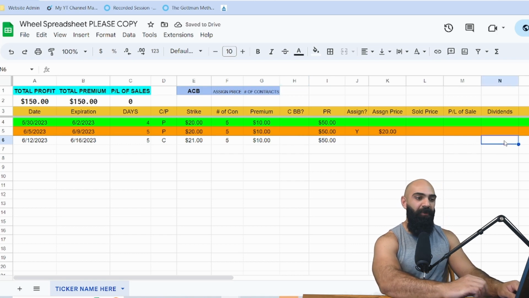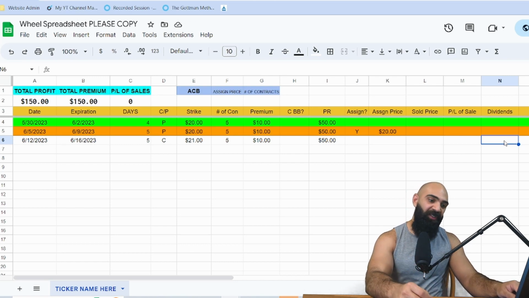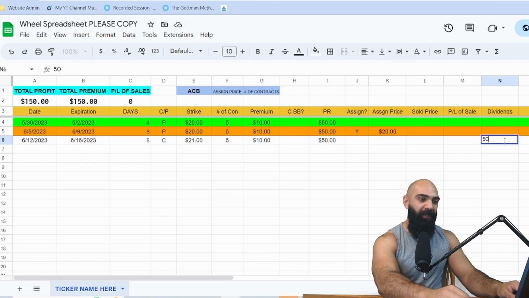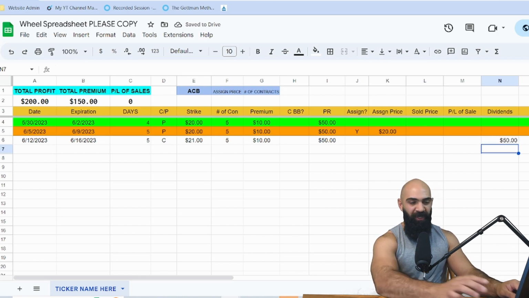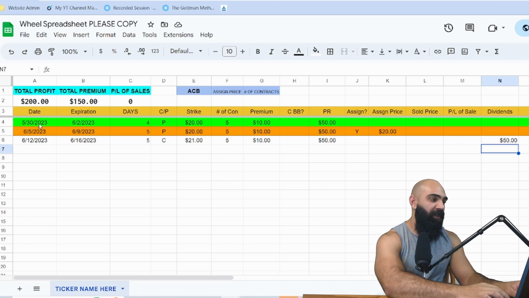Now you can also notice on the right, I did put a dividends column. So in the dividends column, you're going to type in how much total dividends you got. So if you got like $50 worth of dividends, you can see it's going to add it to your total profit, and you can put a date or a note to the right. So that's really it, guys. This is a really simple spreadsheet to make everything nice and clean, and it's free for you guys.